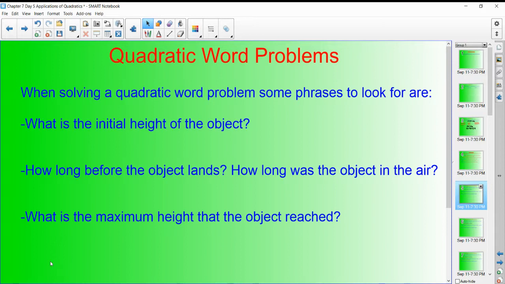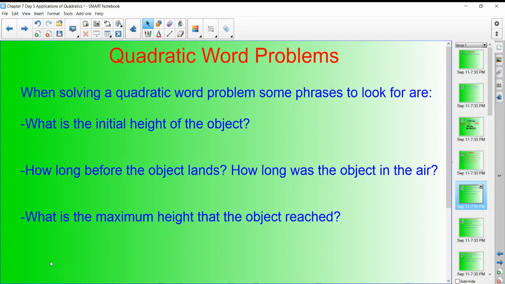Now, three or four of the most important questions that I've seen asked. What's the initial height of the object? How long before the object lands? Or how long was it in the air? Those two are really the same question, but they can ask it in a bunch of different ways. Or what's the max height? How high did the object go? So for each question, we need to think about what it looks like on a graph, and then how do I find that information from the equation?